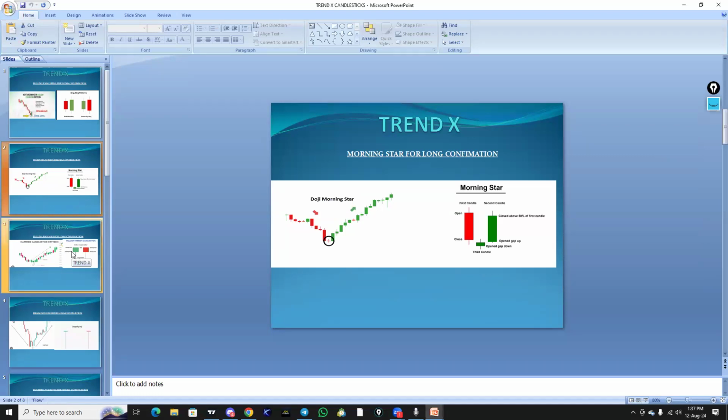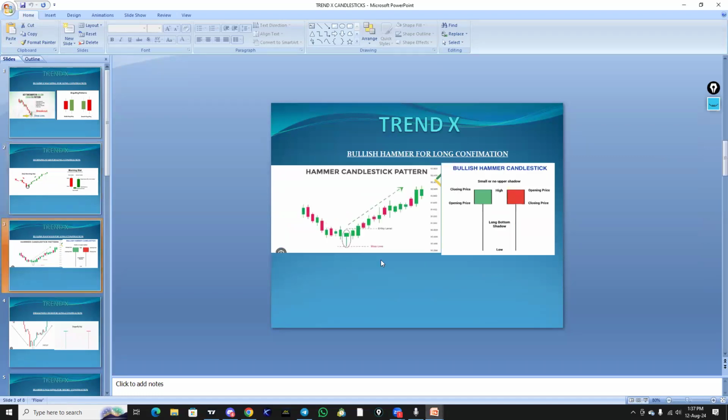So the third one is a bullish hammer. Again, it should be near a support or a daily Trendex. Sometimes support will be here, I mean the previous day low and S1. It can be any color, green or red. Once the candle closes like this hammer, we take our trade from that, with stop loss below this candle.